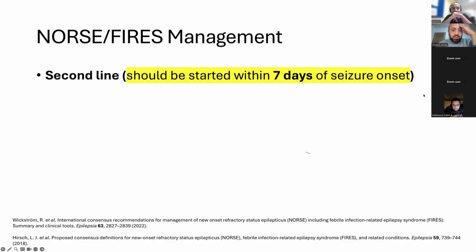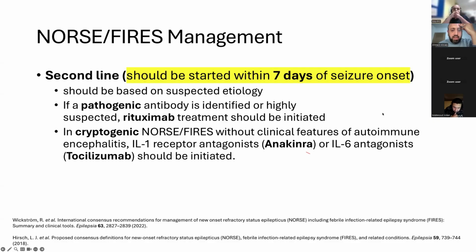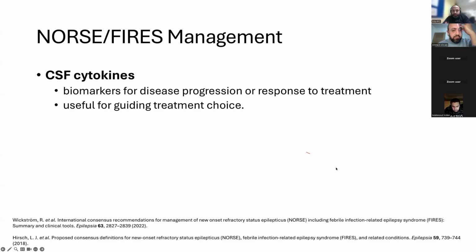Second line should be started within 7 days of seizure onset. And I know this might be a bit difficult depending on where you work and what treatment options are available. But as said here, it should be based on suspected etiology. If a pathogenic antibody is identified or highly suspected, as in the autoimmune encephalitis cases, then rituximab should be started. If cryptogenic, ideally they respond to cytokine antagonists, like interleukin 1 antagonist anakinra or interleukin 6 antagonist tocilizumab, which should be initiated as well.